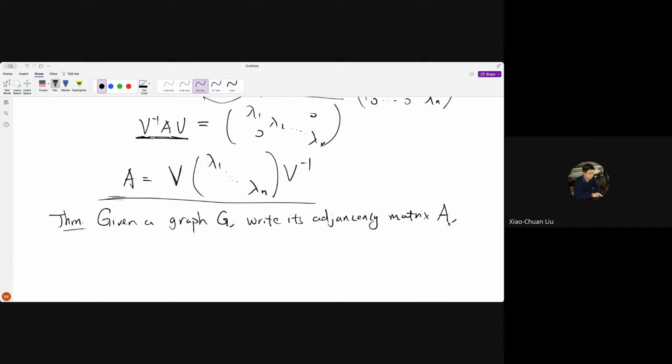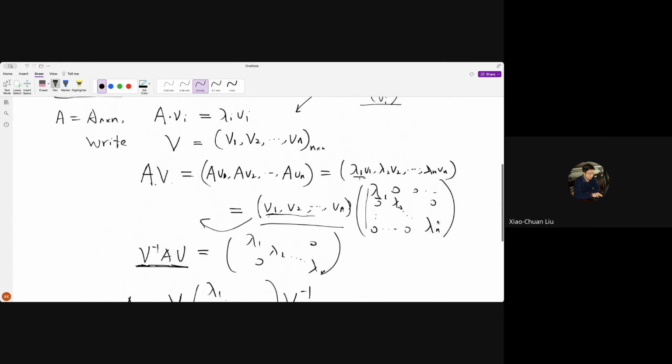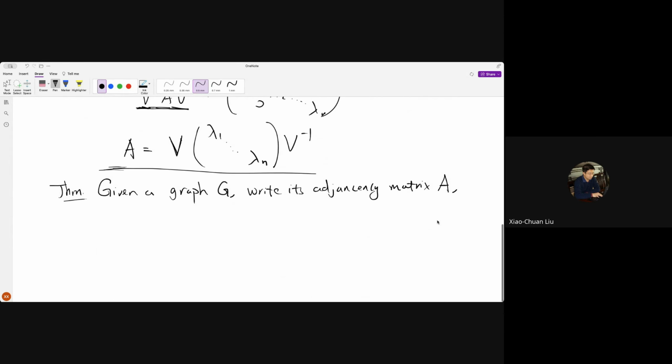A is an n by n symmetric real matrix. Actually, it's a 0, 1 matrix, and it satisfies the above. Let's remember this. We will use this eventually.